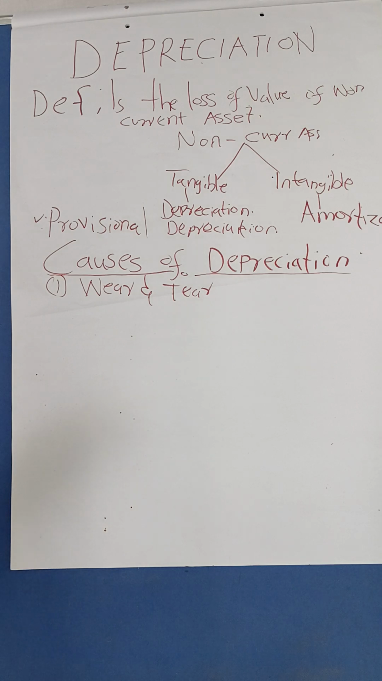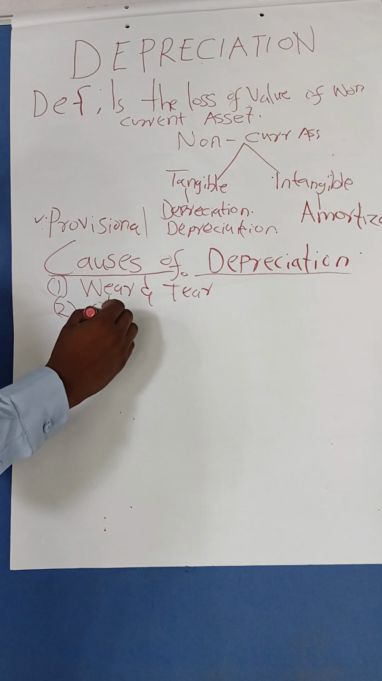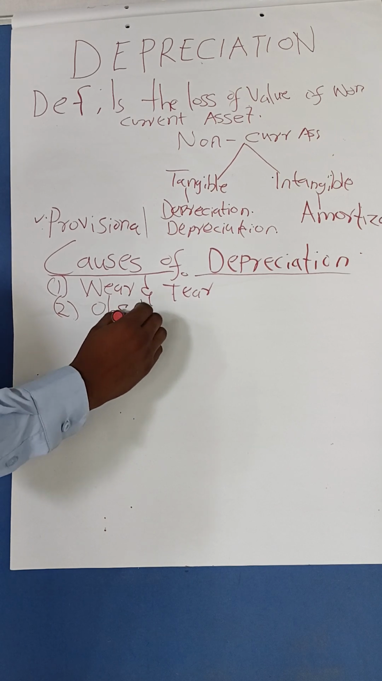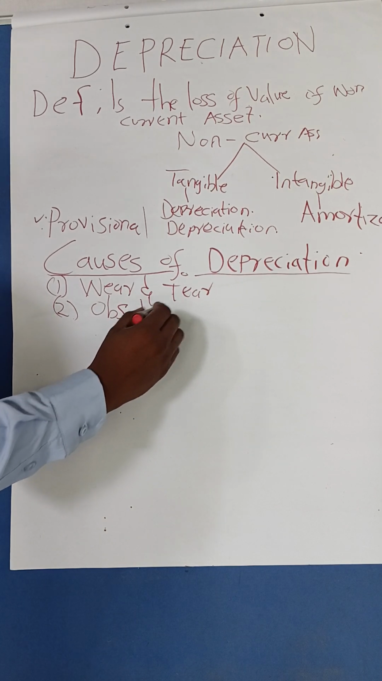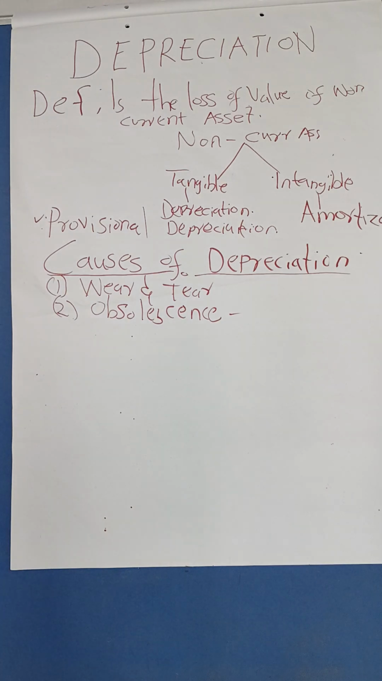We have another one, we call it obsolescence. Consider the spelling. Obsolescence, for this case, is when an asset loses value immediately. Maybe you introduce a new technology. A new technology comes in place. It means that the one that was in place will become obsolete.